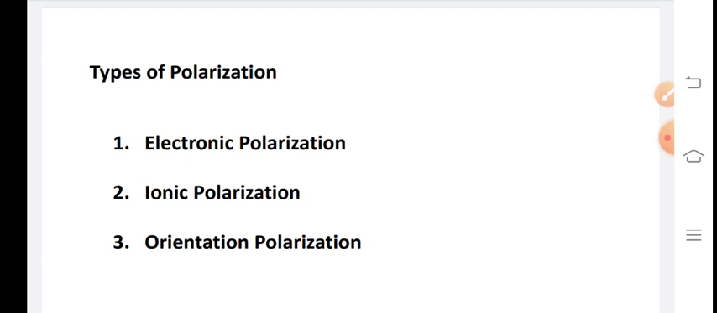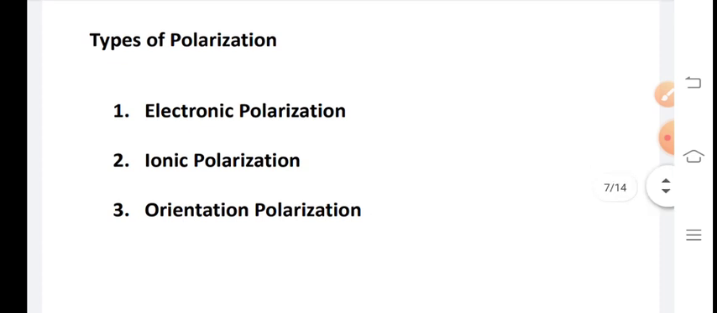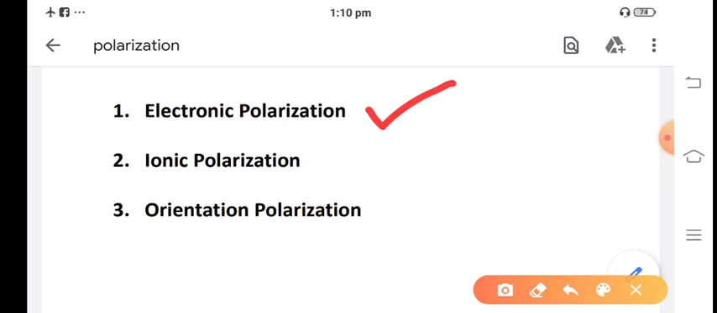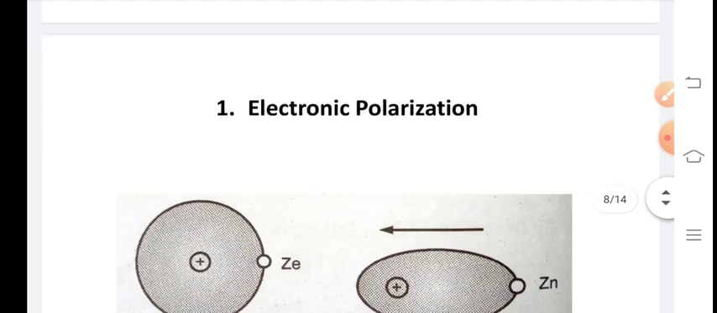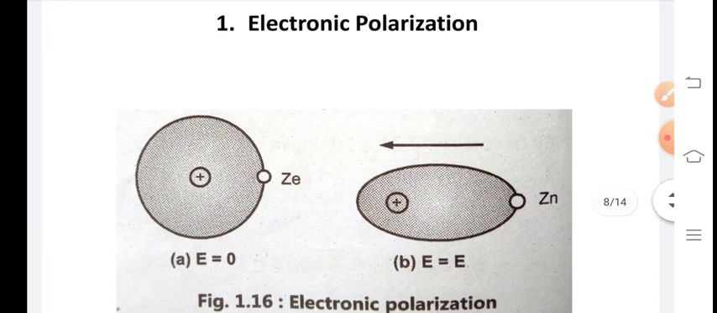Now our next point is types of polarization. When an electric field is applied to the dielectric material, it creates or realigns the dipoles, which results in polarization. As we know, the main types of polarization are electronic polarization, ionic polarization, and orientation polarization. These are the three types of polarization which occur in the dielectric material. Now let us discuss the first type, that is, electronic polarization.